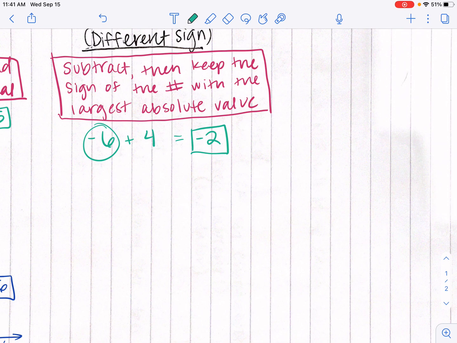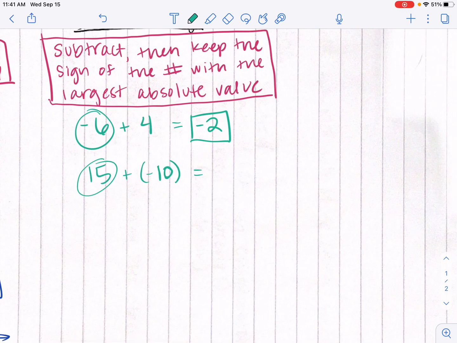Okay, another example. Let's say I had 15 plus negative 10. Okay, 15 plus negative 10. So the first thing you need to do is figure out which one of these has the bigger absolute value, and that is the 15. So that tells me that my answer is going to be positive because that 15 is positive. All right, 15 is bigger than 10, so my answer is going to be positive. And then I have to find the difference between the two. The difference between 15 and 10 is 5, so my answer is positive 5.